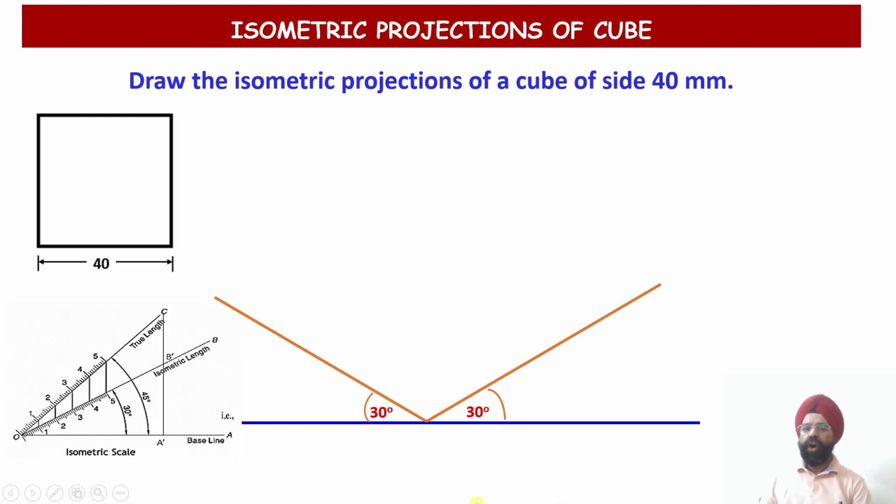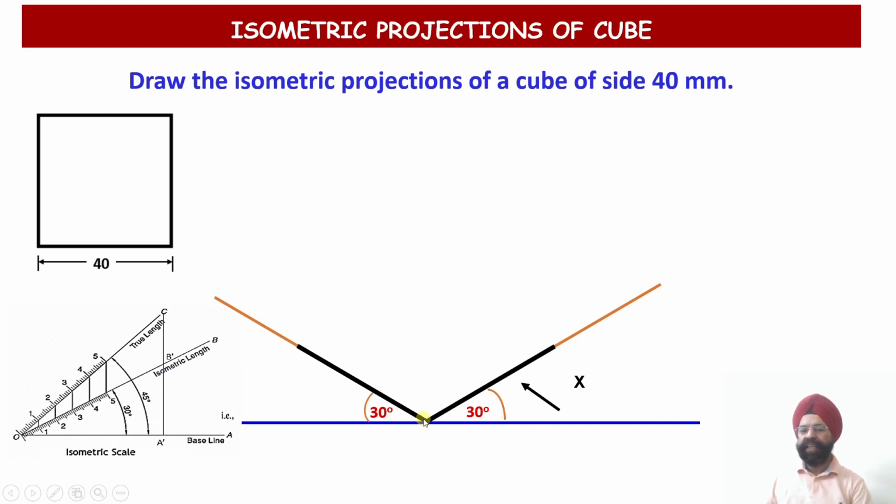To begin with, all the edges of this cube will be of 40 millimeter length. We have evaluated the isometric length corresponding to this 40 millimeter. This isometric length of 40 millimeter will be measured and marked. Please check, on the x-axis I have marked the isometric length of 40 millimeter. So along the x-axis I have marked the 40 millimeter edge length, and then along the z-axis also I have marked the edge length of the cube equal to 40 millimeter.